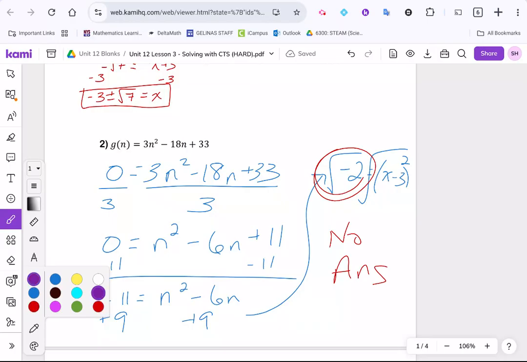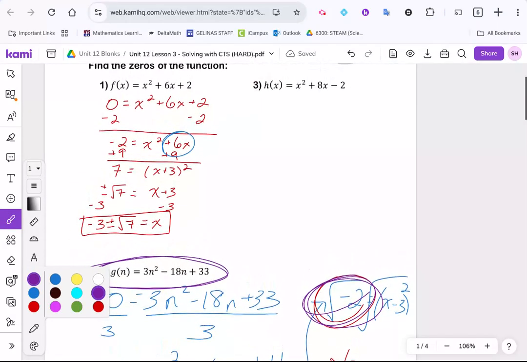If you wanted to see why that's the case, you could go ahead and graph this on your calculator. You would see it doesn't hit the x-axis. That's why there's no zeros. So because we ended up having a situation where we tried to take the square root of a negative, this was an impossible problem.